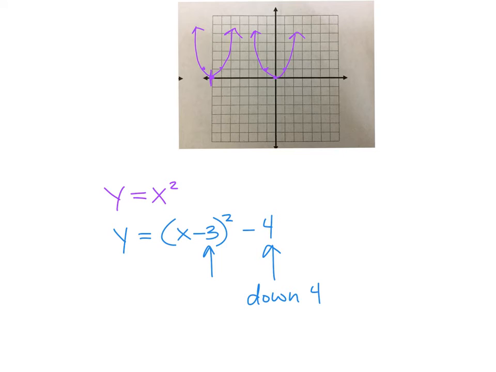Inside the parentheses is your left and right. Andrew, you don't need that right now. You need this right now. Inside, this minus 3, you would expect to be left, right? Correct? It's to the right. It's opposite. This one you're going right 3.